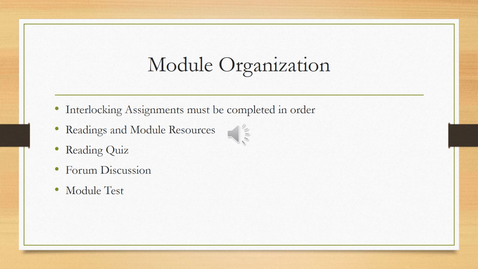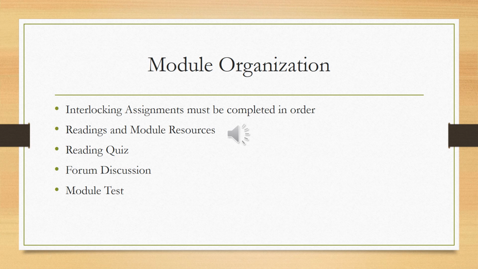Each module has a specific organization that you need to be aware of. All the assignments and activities are interlocking. They must be completed in order. So your first assignment in any given module will be readings from the textbook and also readings and viewings in the module resources book available on my courses. When you complete the module resources reading and viewing, that will unlock the reading quiz.